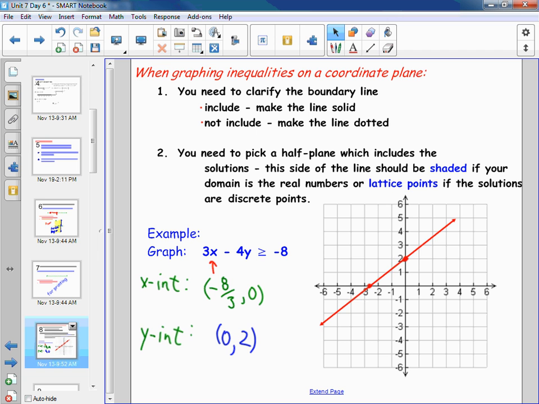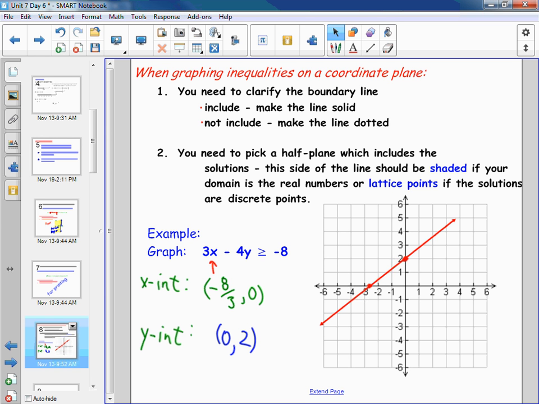I like to pick a test point that's easy to evaluate in the original inequality to see if it makes a true statement. If the test point makes a true statement, then all the points on that side of the boundary line will also make true statements, and that's the side I'll shade. If the test point does not satisfy the linear inequality, then all the points on the same side are not going to satisfy either, so I'll shade the other side.